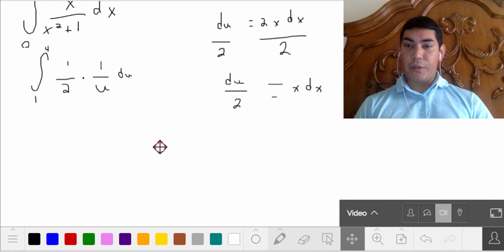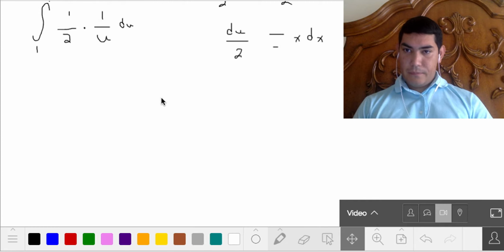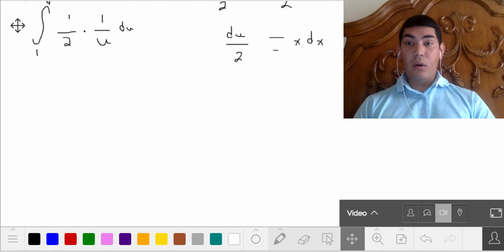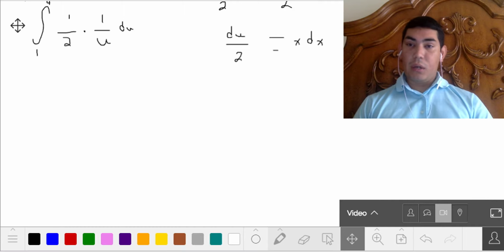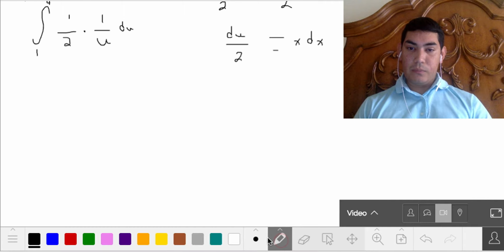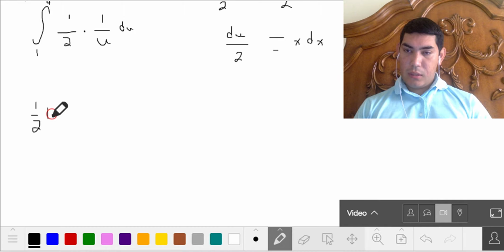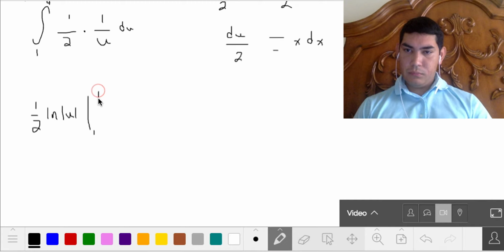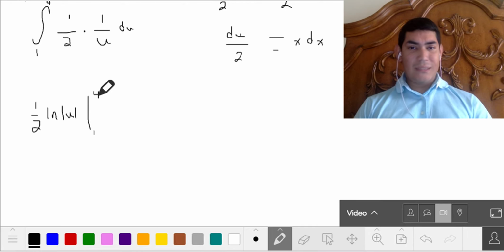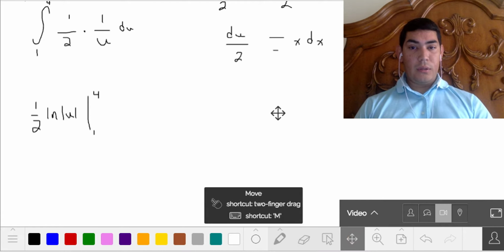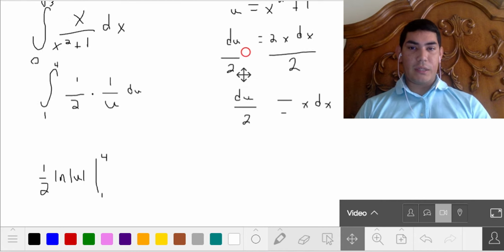So let's take the integral here. The integral of 1 over u is natural log absolute value of u. So we're going to have 1/2 times natural log of u, and our boundaries are going to be between 1 and 4. So let's go back and look at our other term. We can finish that one in a second, but let's go back.